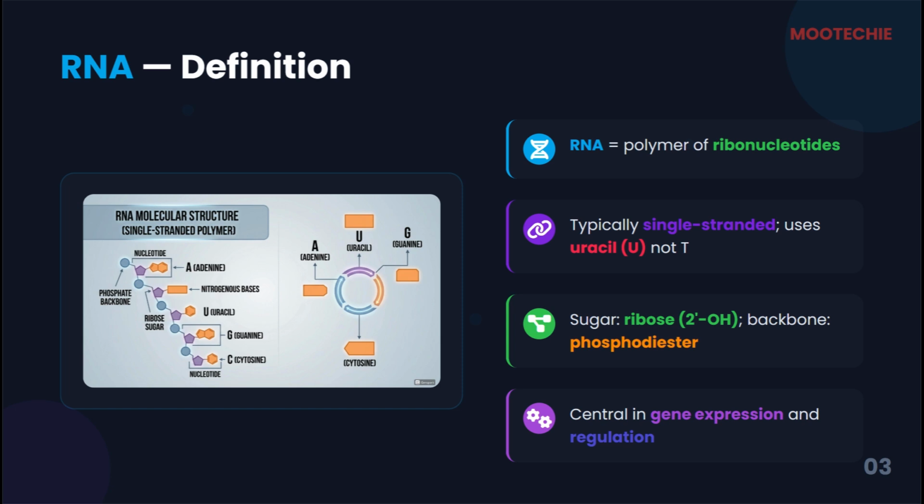So, to reiterate, RNA is typically single-stranded, and it uses the base uracil, that's U, instead of thymine. Its sugar component is ribose, which has a hydroxyl group on its 2' carbon, and the backbone is held together by phosphodiester bonds. And most importantly, RNA plays a central role in gene expression and regulation.